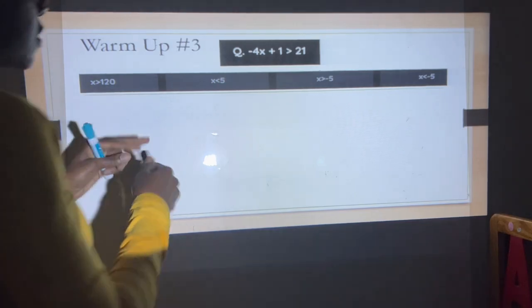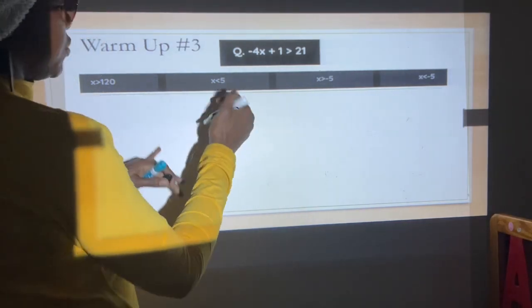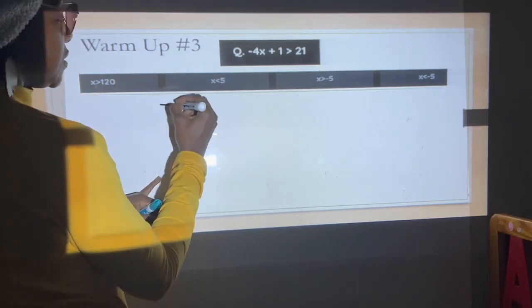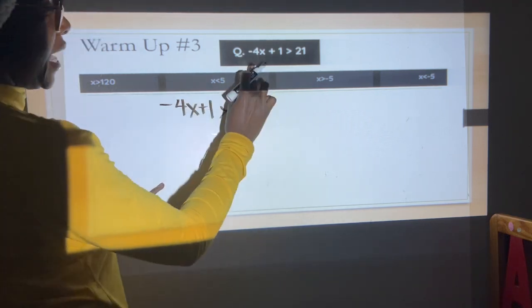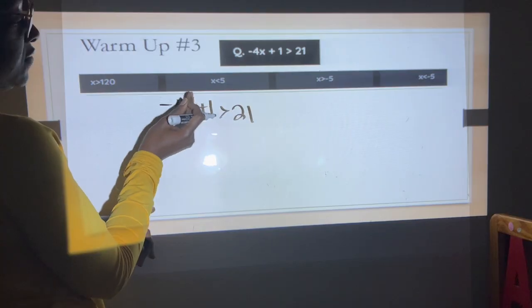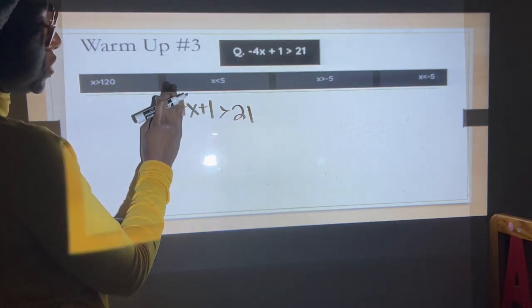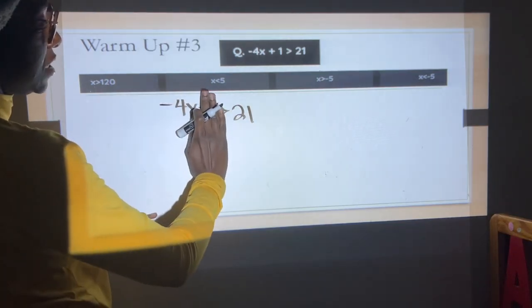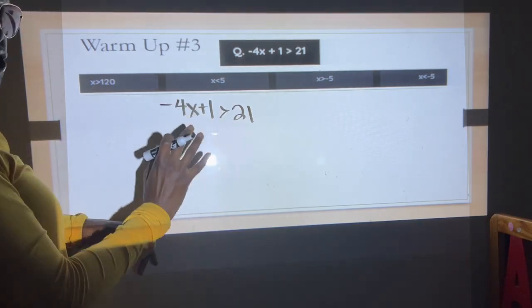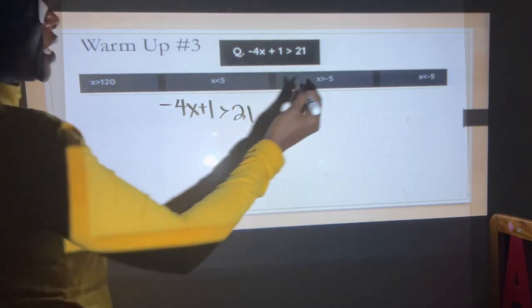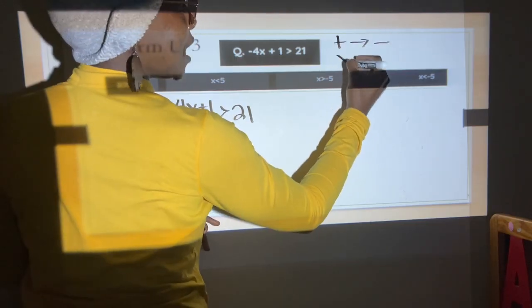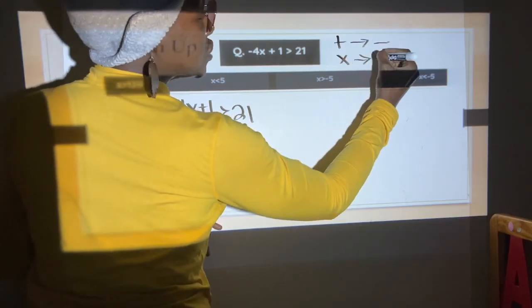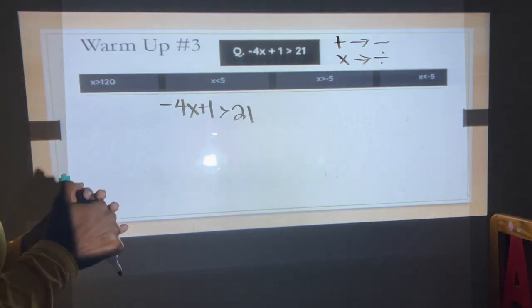So before we had just a variable, so let me rewrite it. Negative 4x plus 1 is greater than 21. We had just a value and something was added to it, and then the second one we had just a value that had multiplication in it. Now we have a complex one, so we're going to have to use the opposite operations of addition and subtraction and the opposite operations of multiplication and division to solve this problem.